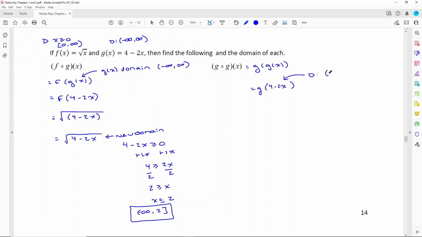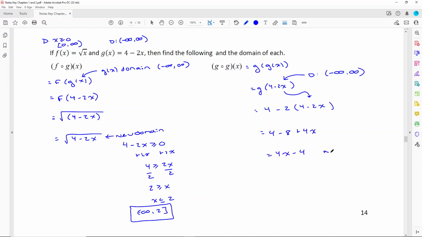The domain of this function is negative infinity to infinity. Then I'm going to plug that into my g of x equation. So my g of x equation is 4 minus 2x. In for the x, I'm going to put 4 minus 2x. Then I'm going to simplify. I get 4 minus 8 plus 4x, which gives me 4x minus 4.